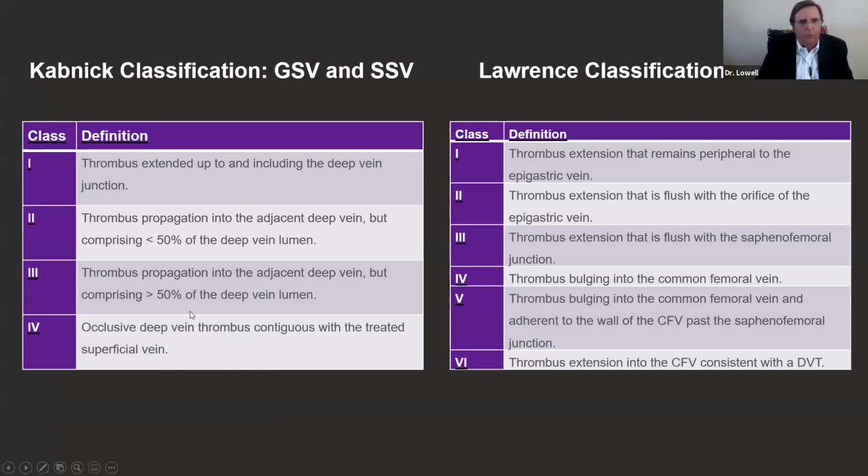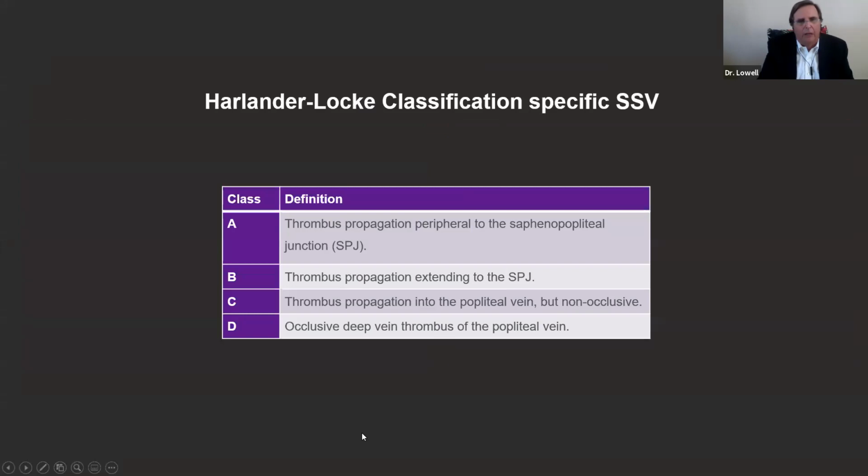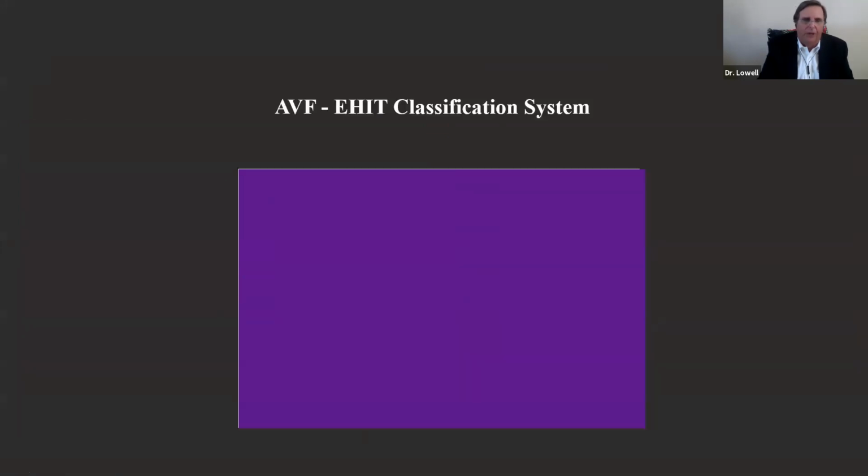This seems to be more simple, but as we look at this, he's divided the class 1 into 2 groups, those that have thrombosed prior to the epigastric vein and those that have thrombosed past the epigastric vein up to the sapheno-femoral junction. And that's the main difference. And the Handler-Locke classification has its own derivation, which is kind of similar to the cabinet classification.